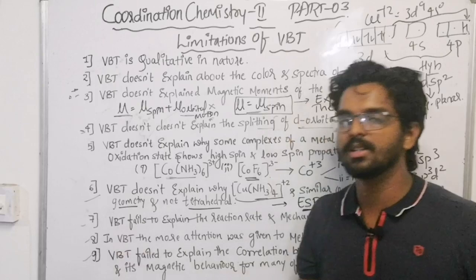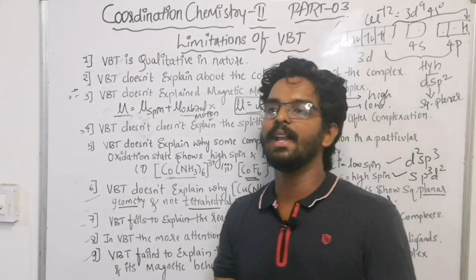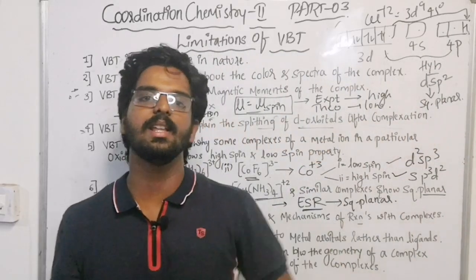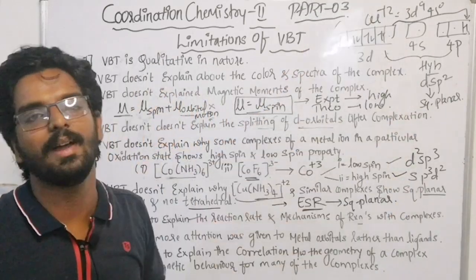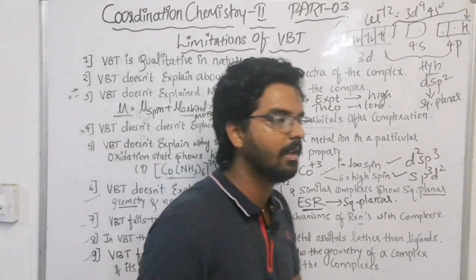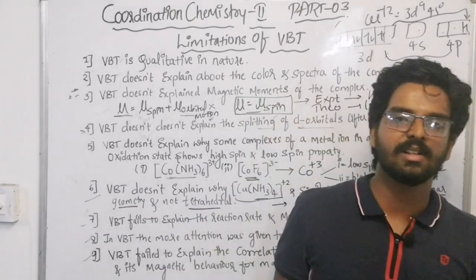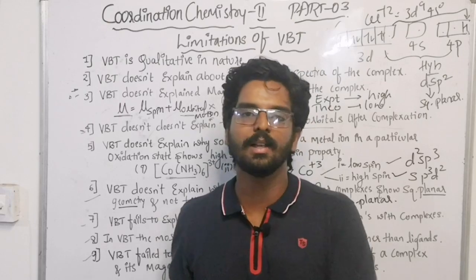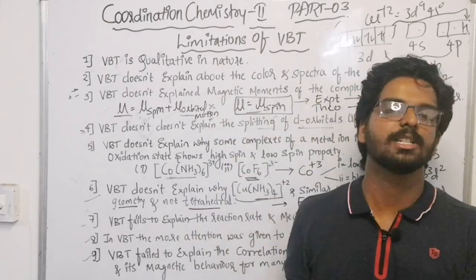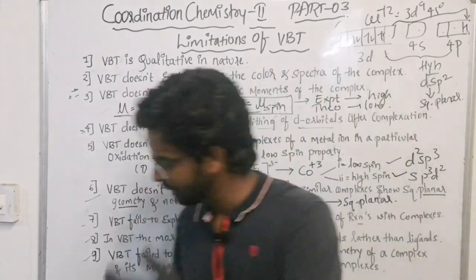Because of so many drawbacks, we required another modern theory. Why did we need a new theory? In order to learn the coordination complexes, because of all these drawbacks. So the next theory came into existence, that is crystal field theory. We will discuss this crystal field theory in the next part.